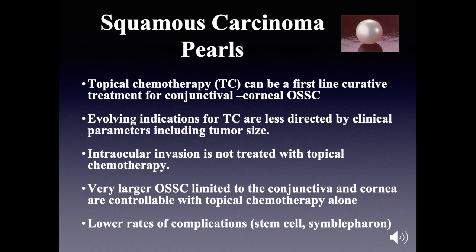Tumors with intraocular invasion are not typically treated with topical chemotherapy, as it has not been shown to penetrate the eye sufficiently. As compared to treatment by excision and cryotherapy, both corneal stem cell deficiency and symblepharon are rarely seen after topical chemotherapy.